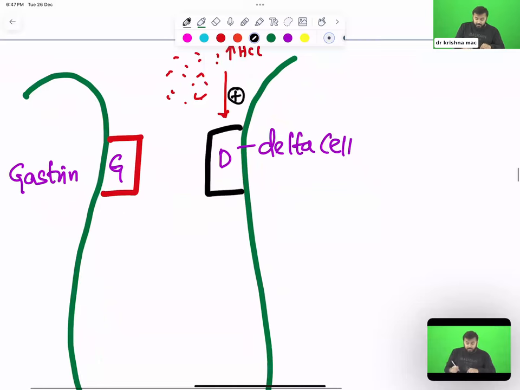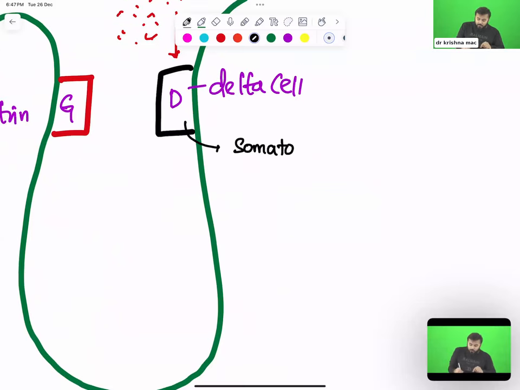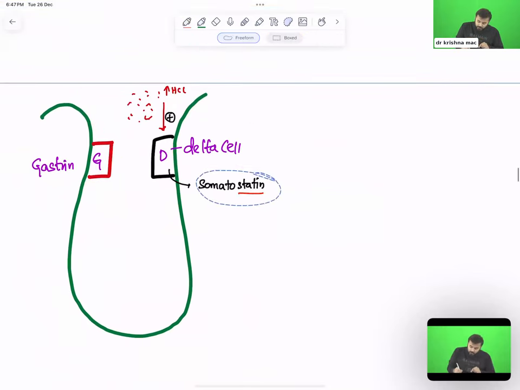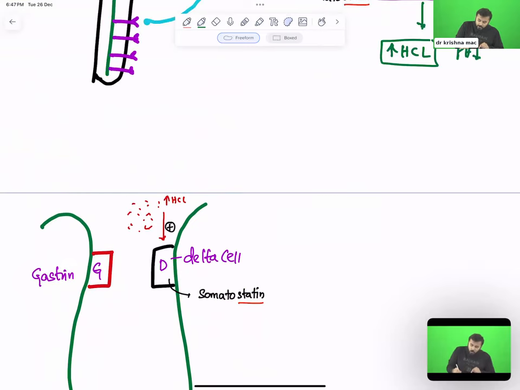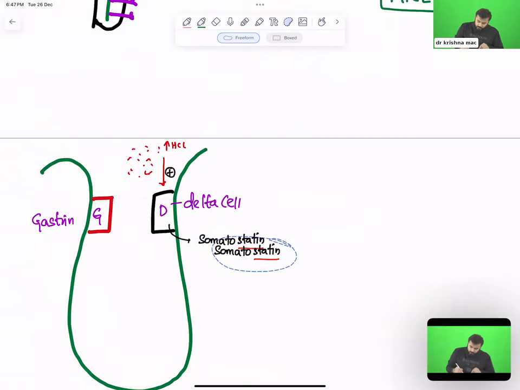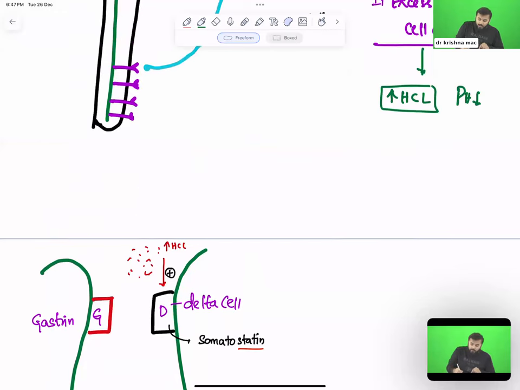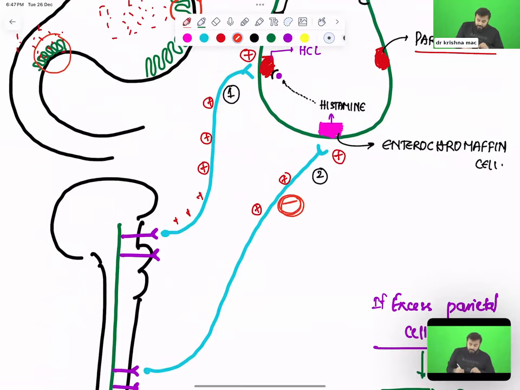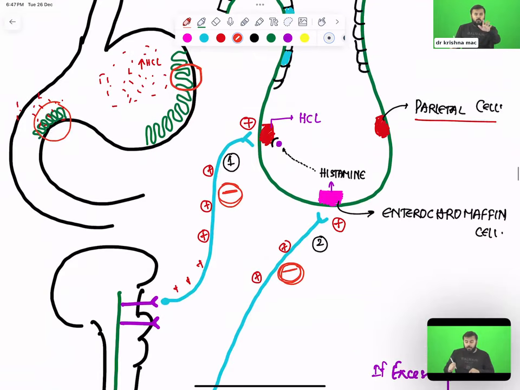Now what will the delta cells do? Delta cells will start releasing somatostatin. What does statin mean? Stasis, stop. Okay. What will this somatostatin do? This particular somatostatin will go up all the way. Where did the somatostatin go now? This somatostatin is going up all the way, and it will inhibit your parasympathetic neurons here. If the parasympathetic neurons are inhibited, the parietal cell is no more activated, the enterochromaffin cell is no more activated, so HCl release will be stopped. You understood this thing?